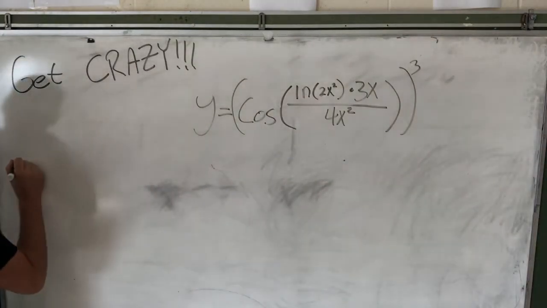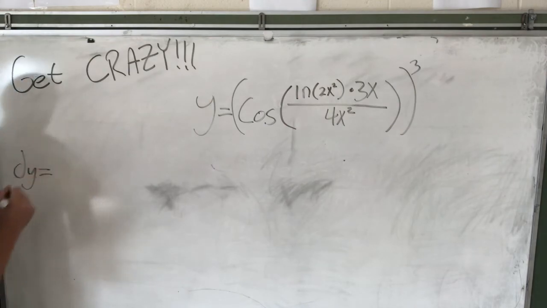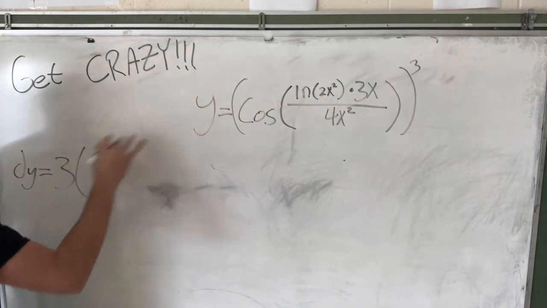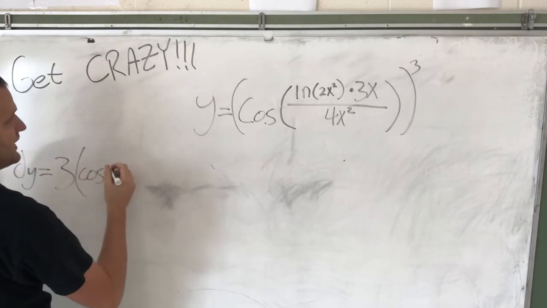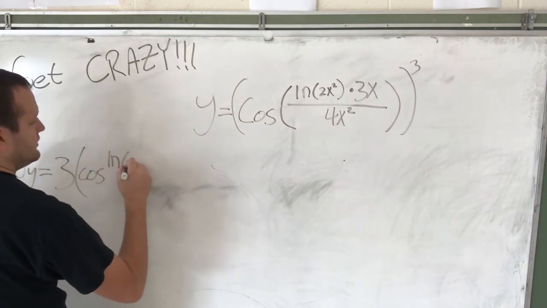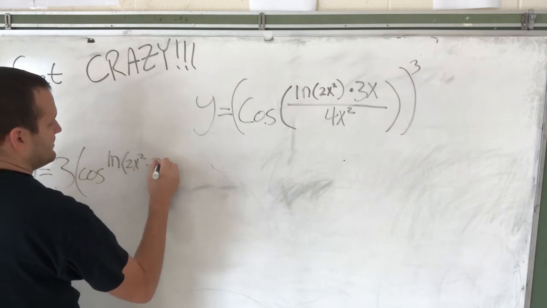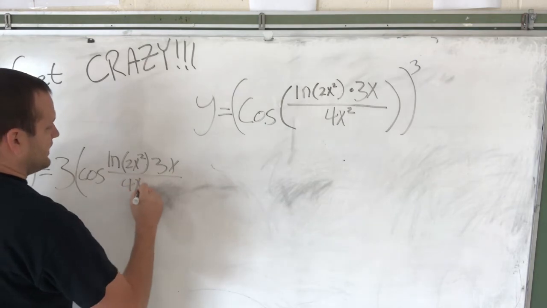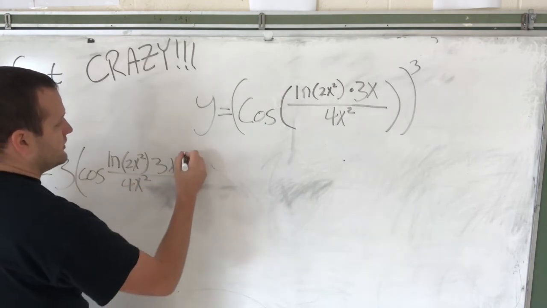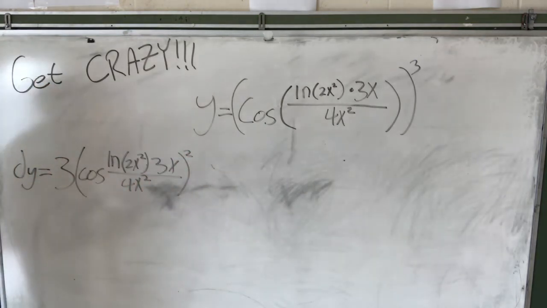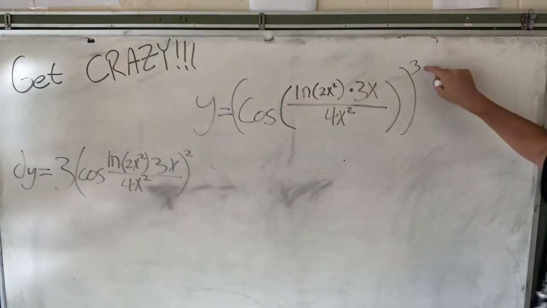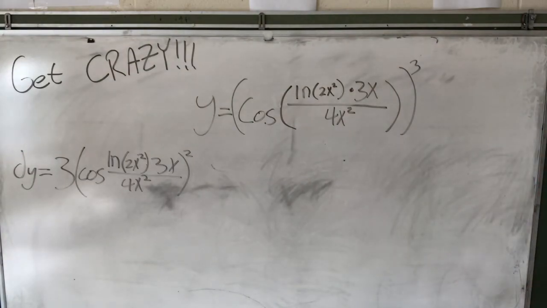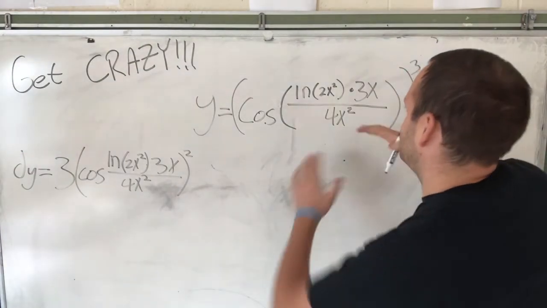So we've got dy equals, we're going to do the chain rule, I'm going to bring the 3 down. So 3 times whatever the inside was, cosine of ln 2x squared times 3x all over 4x squared, squared, because we had to subtract 1. Whenever you're using a power rule, you have to subtract 1. Next, as part of the chain rule, we now have to take the derivative inside.